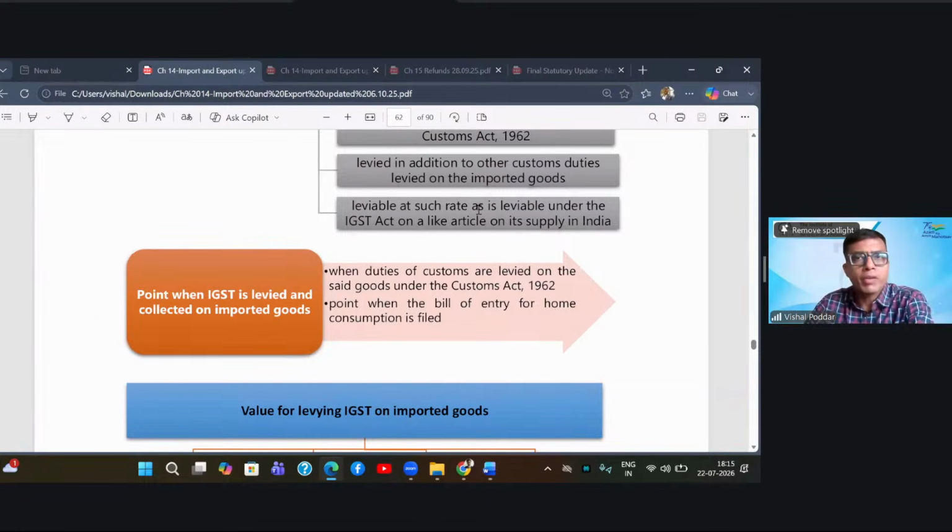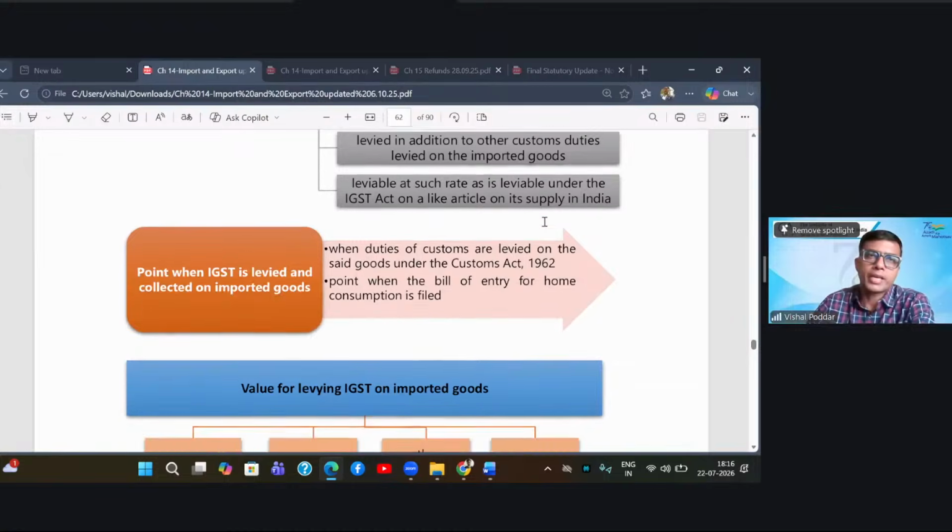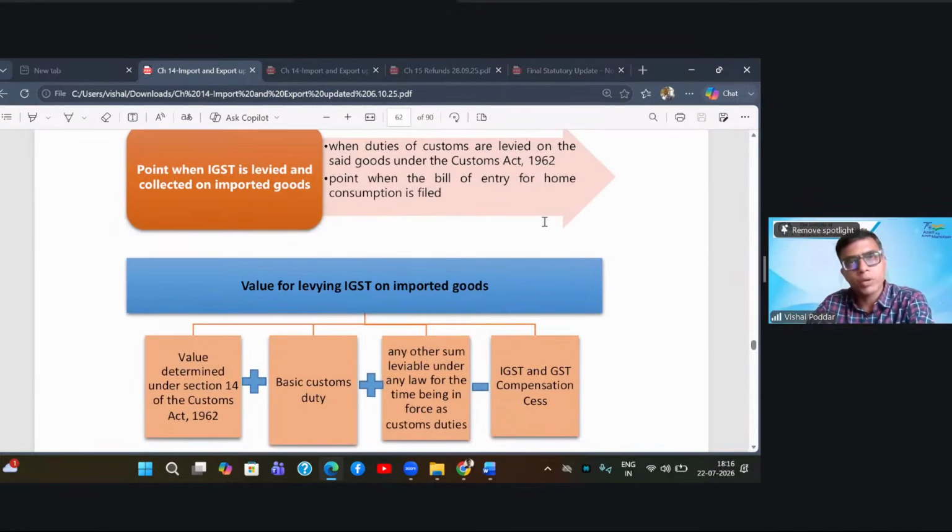Then it will be leviable at such rate as is levied under the IGST Act on like articles if they are supplied in India. So for the rate, again, you come back to the IGST Act, you come back to the respective rate schedule. Whatever will be the rate of IGST if similar goods are supplied in India, the same rate applies for import. So in short, the customs law does not provide a separate IGST rate schedule. It will be the same as IGST applicable domestically. Why? Because the duty always remains GST and does not change to customs duty. Only the collection mechanism is shifted to customs.